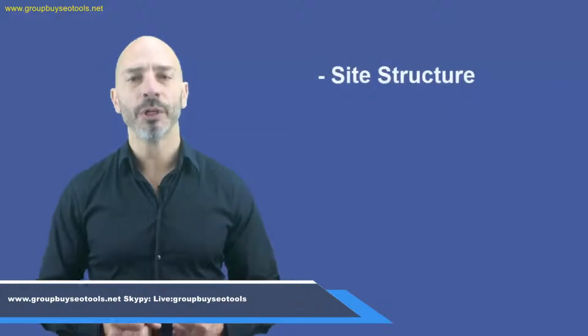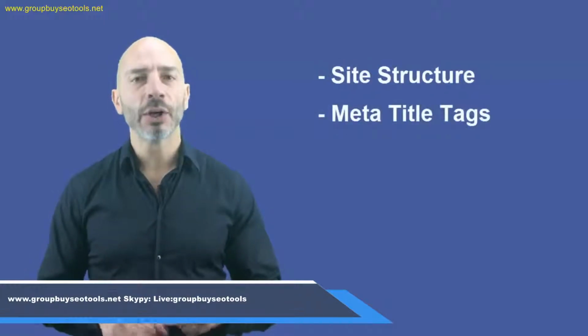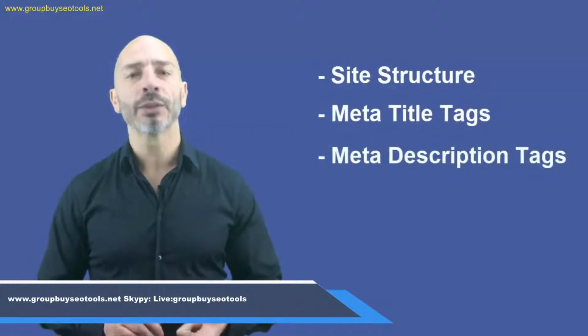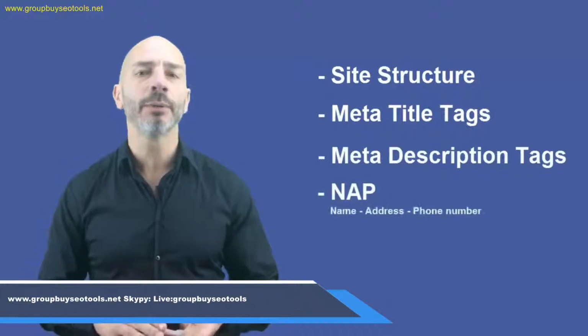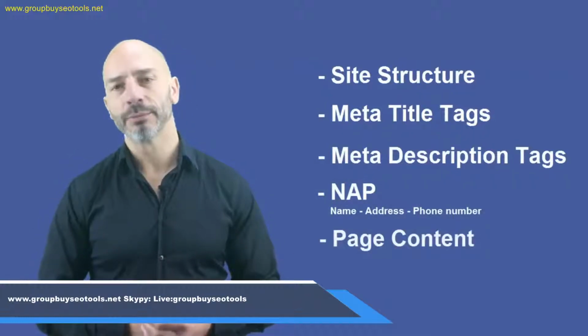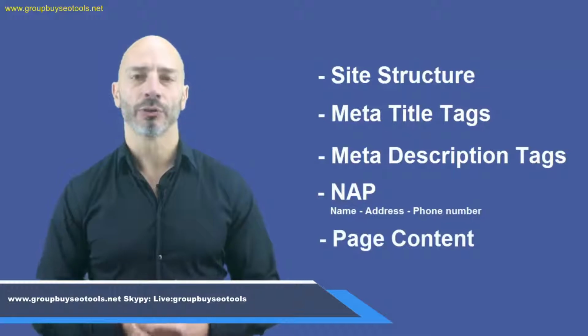When it comes to on-page local signals, your main goal is to tell search engines, and more specifically Google, what services your business provides and where your business is located. There are several key components you need to optimize on your web pages to do this, and they include your site structure, your meta title tags, your meta description tags, your NAP, or name, address and phone number, and your page content. Let's start with your site structure.